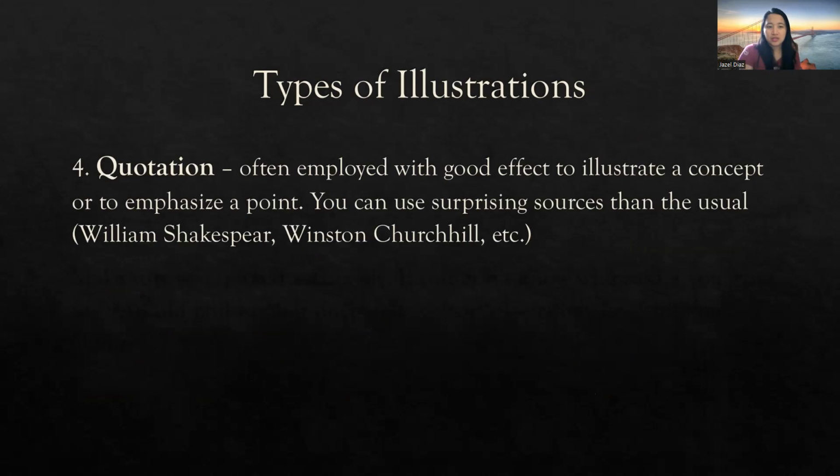Quotation, the other type of illustration, number 4, quotation, often employed with good effect to illustrate a concept or to emphasize a point. You can use surprising sources rather than the usual, William Shakespeare, Winston Churchill. But of course, for us Seventh-day Adventists, oftentimes we use Ellen G. White quotations, right? So this is also used as part of illustrations because oftentimes Ellen G. White quotations would enlighten us more, would give us more practical applications of the idea. So that's the part of the Ellen G. White quotes, as part of the illustrations, trying to clarify more, convince more.